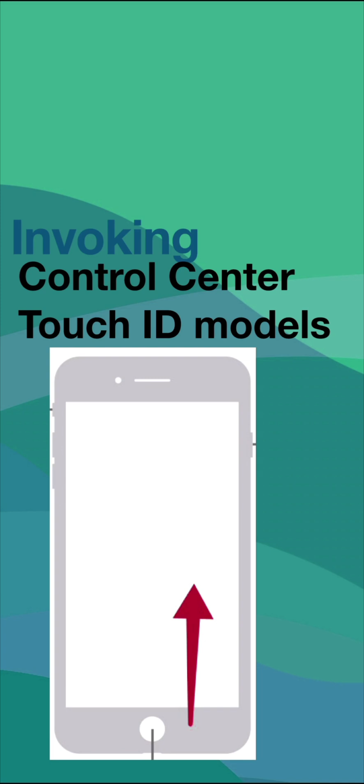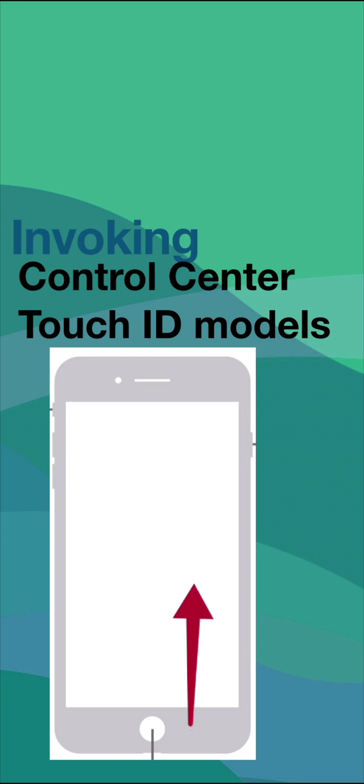Many of you will recognize that this pull up slowly from the bottom of the screen is the gesture used on Face ID phones to invoke App Switcher. Here, now, on a Touch ID phone, we're using it to invoke Control Center. More on this at another time. Let's invoke the Control Center.